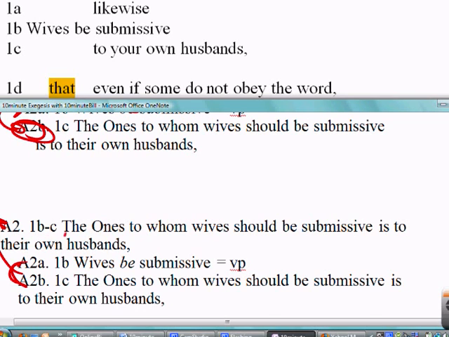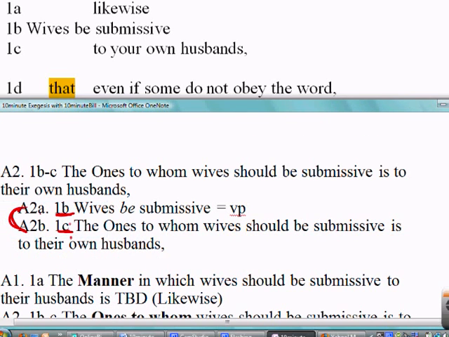A2 is going to be a summary of these 2 verses. This one here and this one here. Notice 2A, 2B, they combine to A2. So the ones to whom wives should be submissive is to their own husbands. That wasn't hard. And then it's got 2 subpoints underneath it.